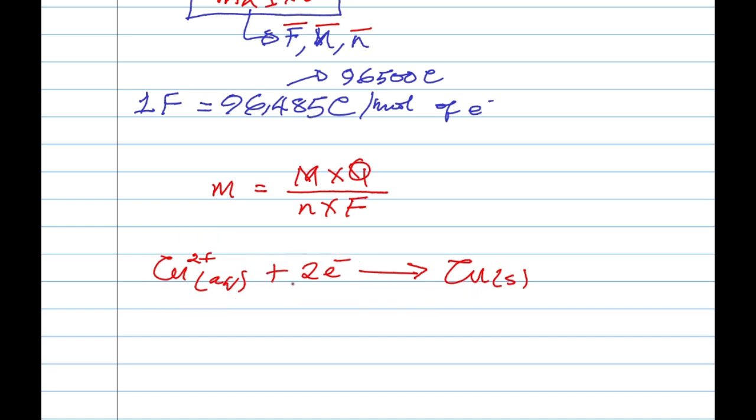Now, in this equation we can get some values. Here we have 2e-, which means 2 moles of electrons. If you remember, our n here represents the number of moles of electrons. So in this equation, n equals 2. I hope you get that.